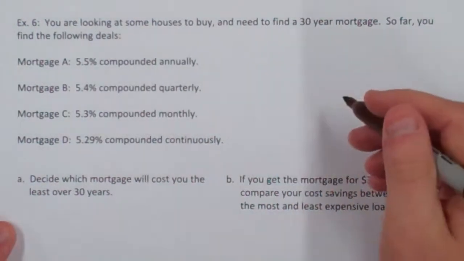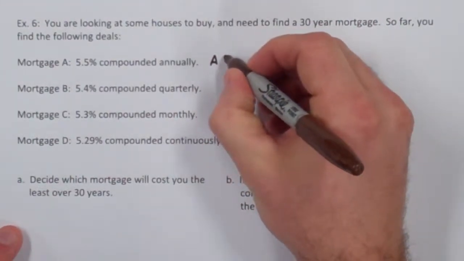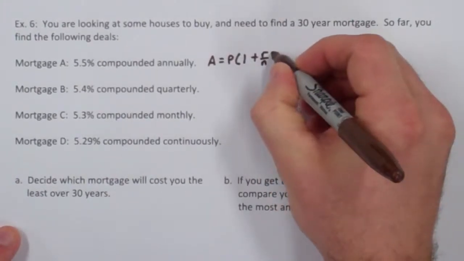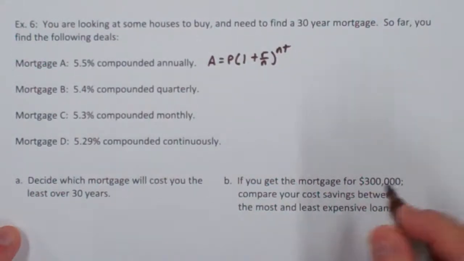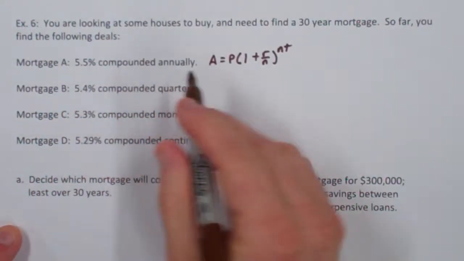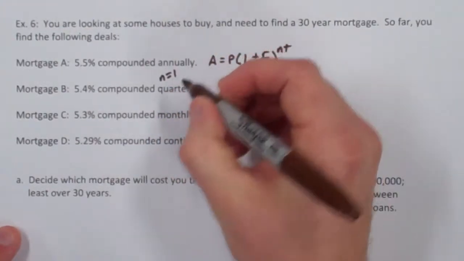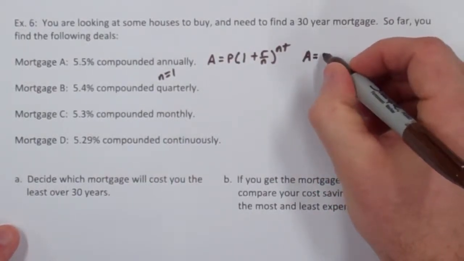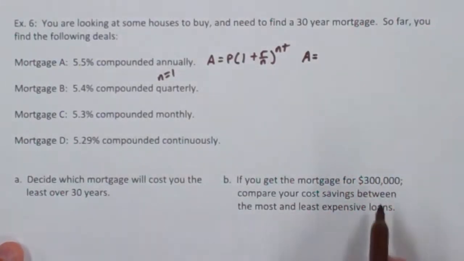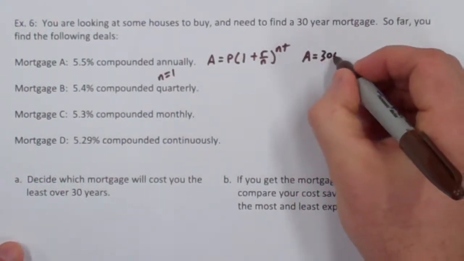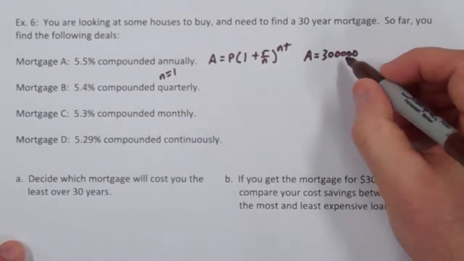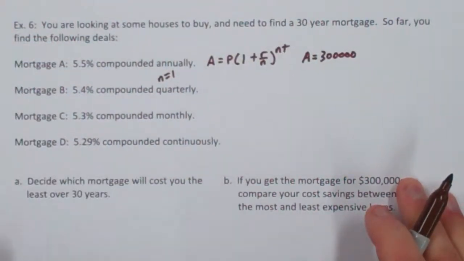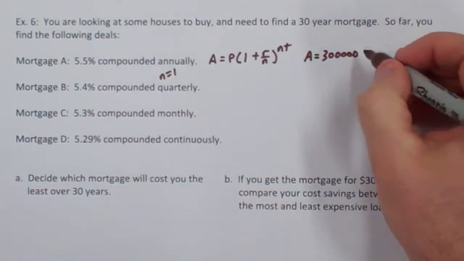We can investigate each one of these just using our normal formula. A is equal to P times 1 plus R over N, our compounding interest formula, to the NT power. 5.5% compounded annually, N is 1. So we can use our formula. A will be P, and P, let's make 300,000. It could be really anything, it just has to be the same thing for all these, and if it's the same initial value, then we'll be able to compare and see how we're doing after 30 years.